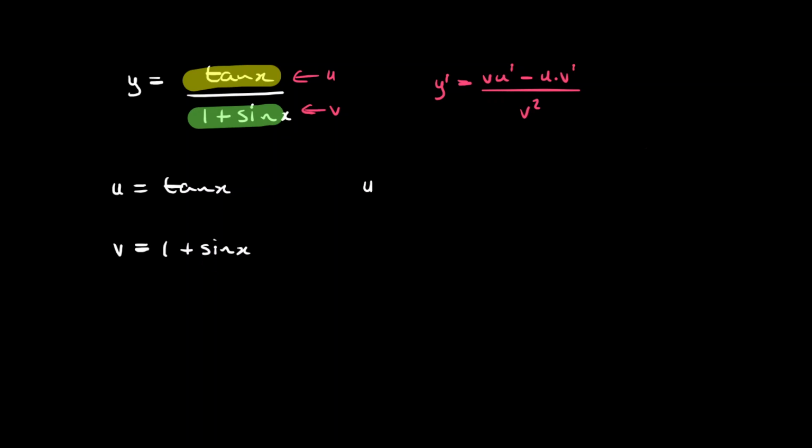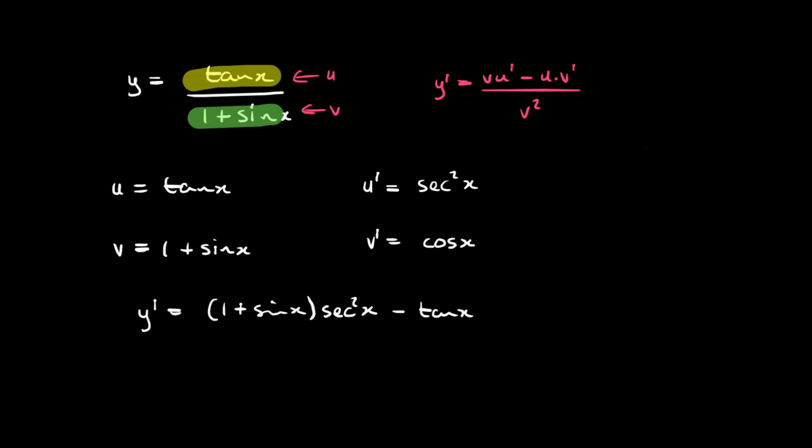So if we differentiate those, the tan x will become sec squared x. And the 1 plus sine x, well, 1 differentiates to give 0. The sine x will become cos x. So if we substitute this into the quotient rule, we're going to get v times du, minus u times dv. And this is all going to be divided by v squared.